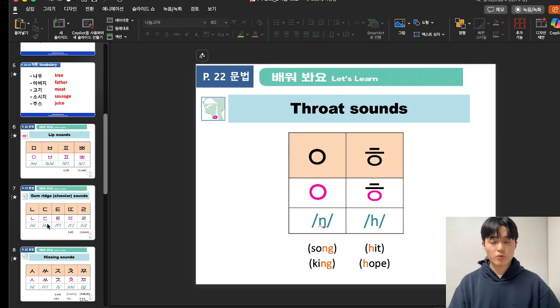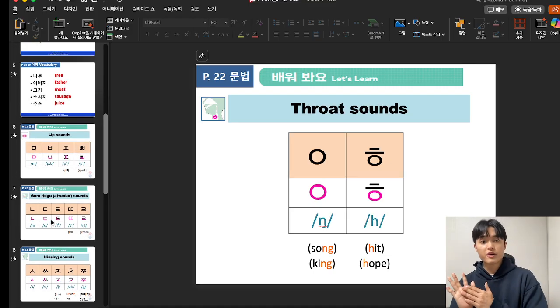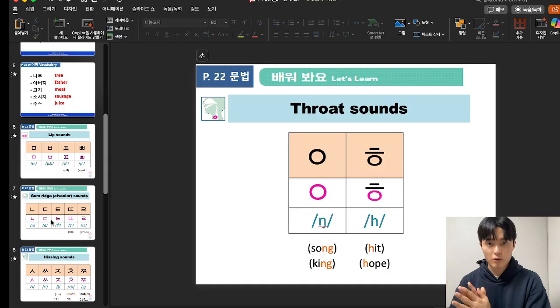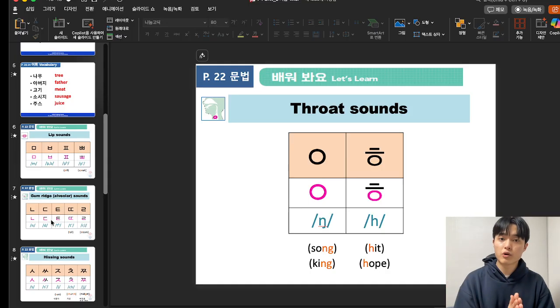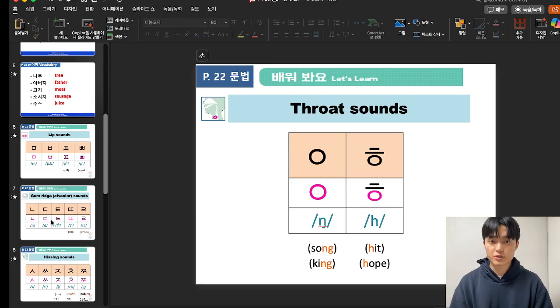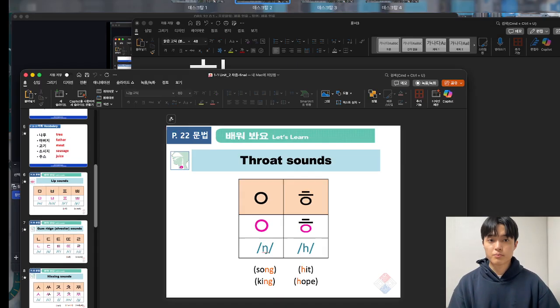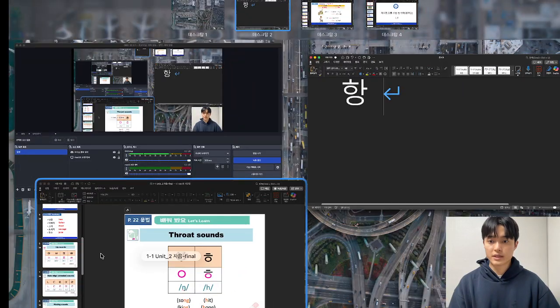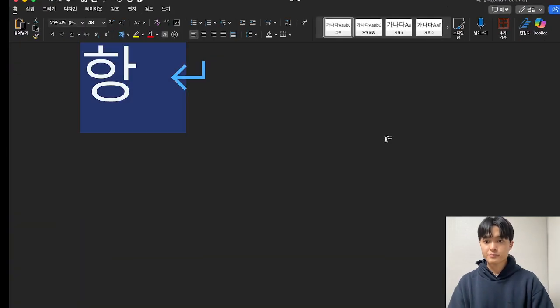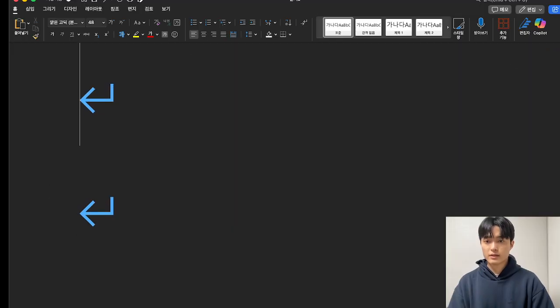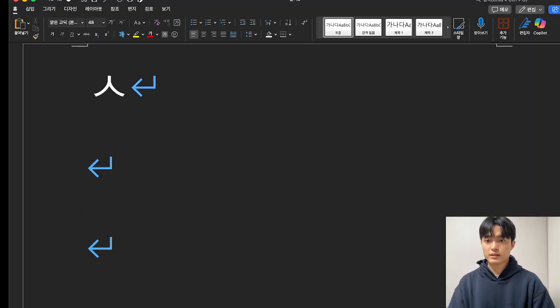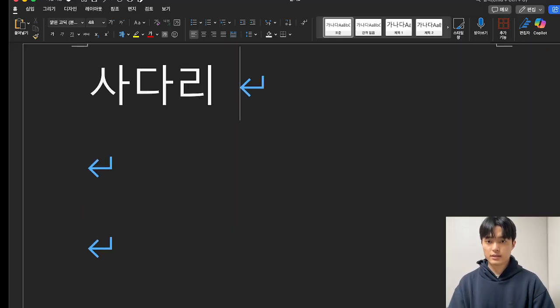So now, with the previous video, we know the Korean vowel system, and now we know Korean consonants. If we combine these two, you can actually make words. For example, there are these words. This means letter.